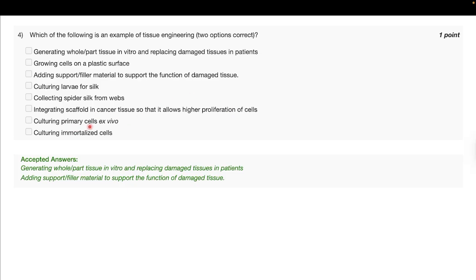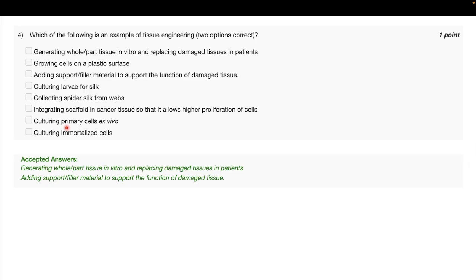Culturing primary cells ex vivo and culturing immortalized cells. So all or some part of these are nothing but techniques people use to study cells. Tissue engineering is wherein you are actually trying to rectify a damaged tissue in a patient's body. So only options 1 and 3 are correct. Everything else is not an example of tissue engineering.